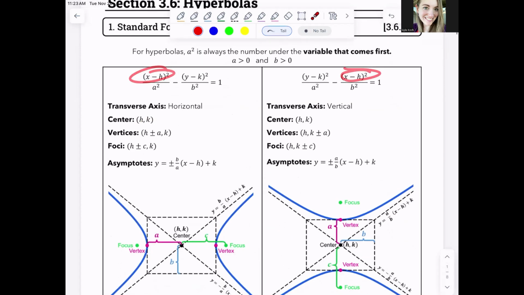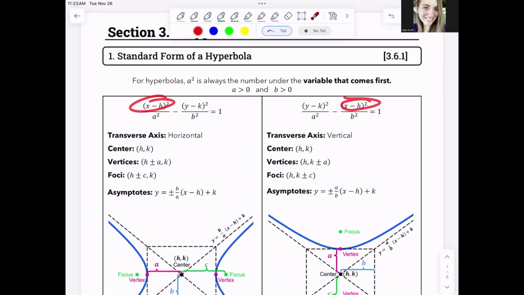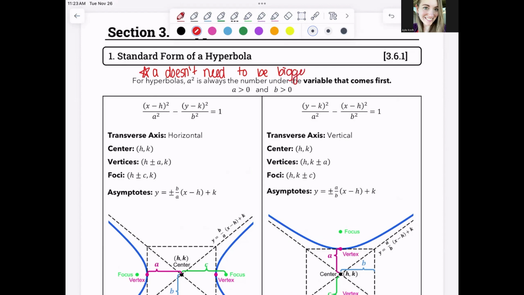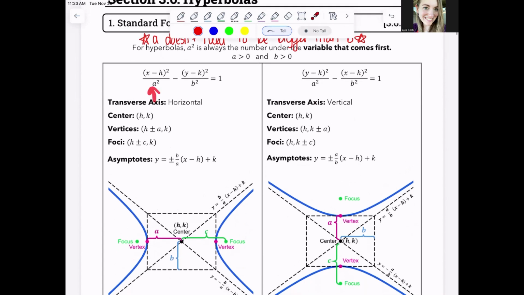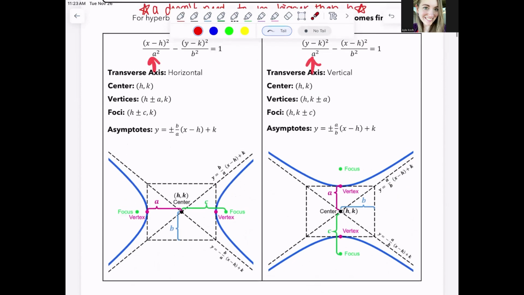So with hyperbolas, a few things. A is not necessarily bigger than b in hyperbolas. A doesn't need to be bigger than b for hyperbolas. They just both have to be greater than 0, so they both have to be positive. A squared is always going to be the number under the first term, the variable that comes first.